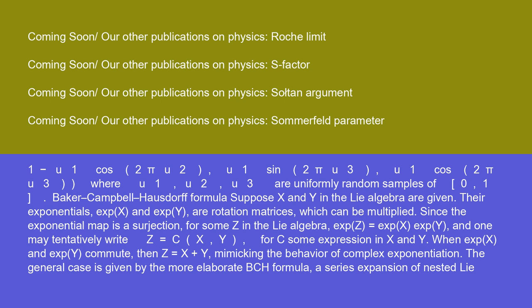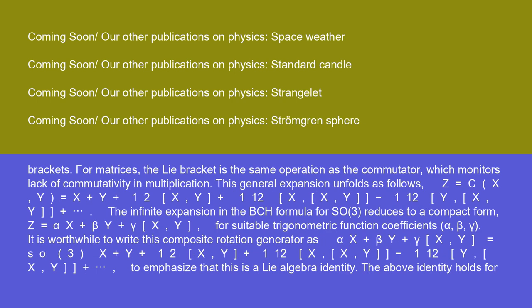Baker–Campbell–Hausdorff formula: suppose X and Y in the Lie algebra are given. Their exponentials, exp(X) and exp(Y), are rotation matrices, which can be multiplied. Since the exponential map is a surjection, for some Z in the Lie algebra, exp(Z) = exp(X)exp(Y), and one may tentatively write Z = C(X, Y), for C some expression in X and Y. When exp(X) and exp(Y) commute, then Z = X + Y, mimicking the behavior of complex exponentiation. The general case is given by the more elaborate BCH formula, a series expansion of nested Lie brackets. For matrices, the Lie bracket is the same operation as the commutator, which monitors lack of commutativity in multiplication. This general expansion unfolds as follows.